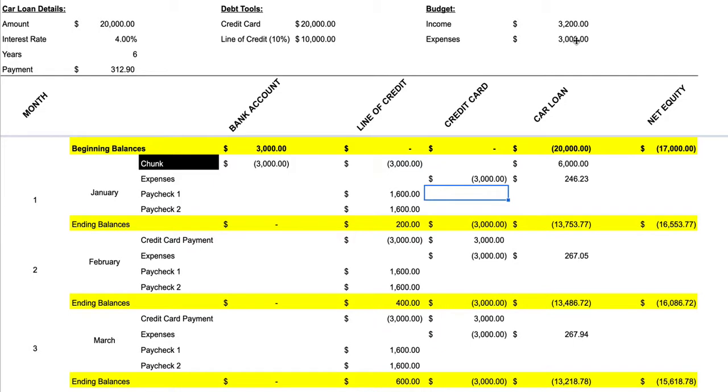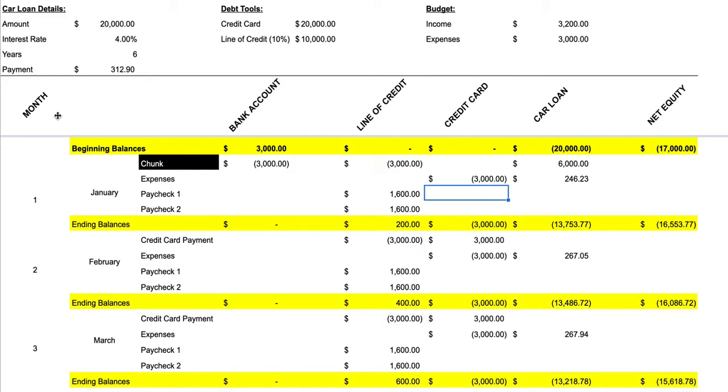This extra cash is what we're going to use to pay back the debt on the debt tools, specifically the line of credit. The credit card is involved as well, but we're really paying back the line of credit with the extra cash.